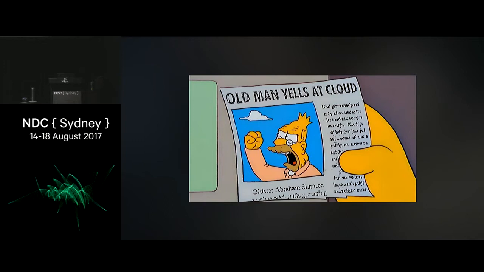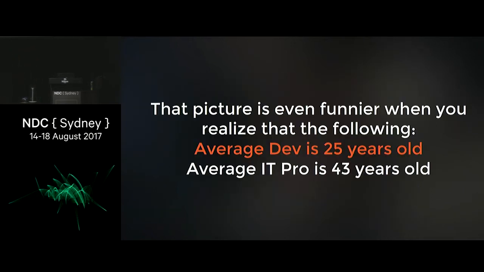So this is framing part of my criticism of Azure. And this slide is even funnier when you consider the following statistic. The average age of an IT pro is 43. There is not a lot of young IT pros coming into the system. The average age of a developer is 25. So it really is old man yells at cloud when it comes to IT pros and the cloud. And there's an even more disturbing statistic: in the US, the average age of IT pros in government is 60.